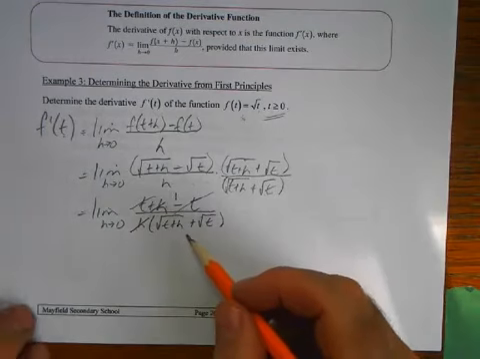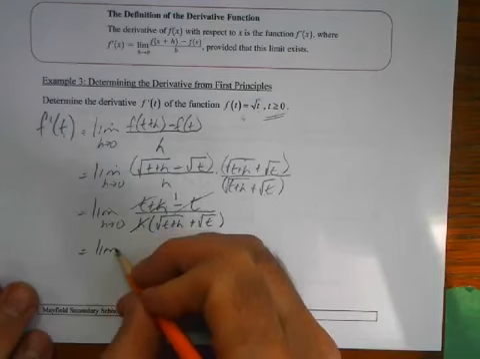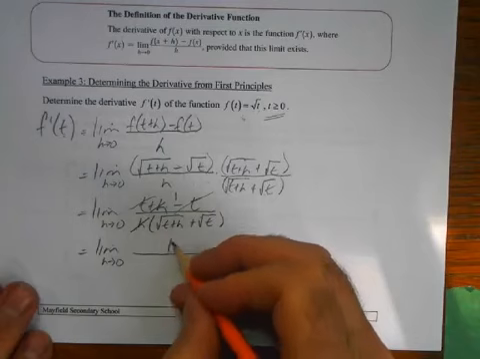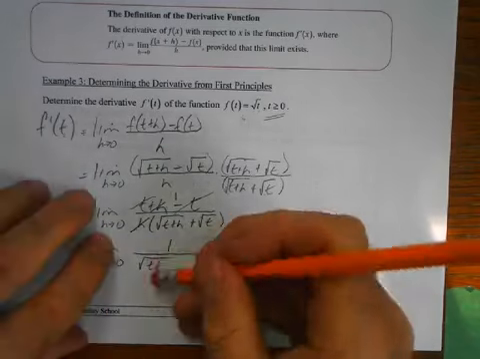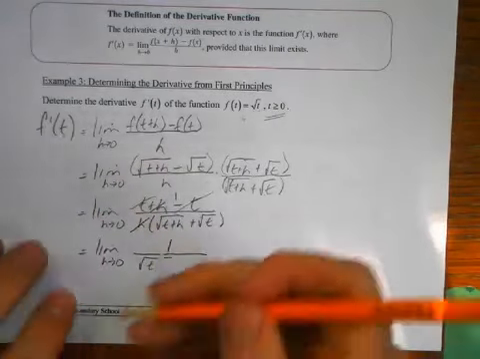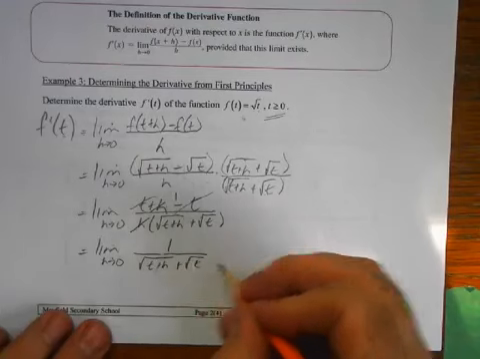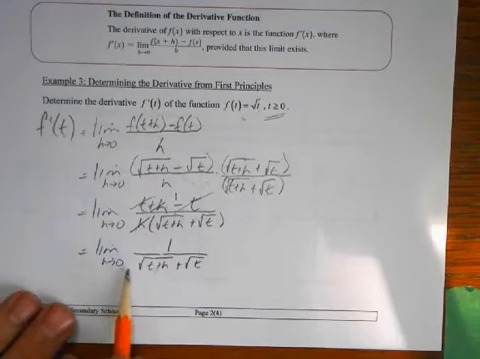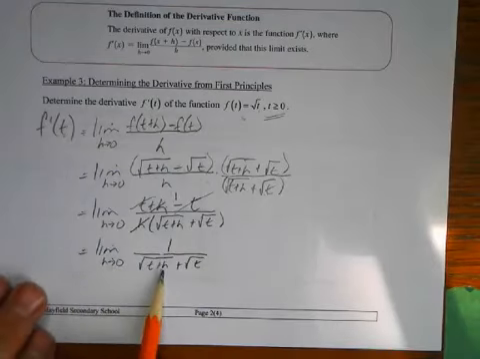Okay, so what do we have left over? We have a 1 on the top and the square root of t plus h plus the square root of t all on the bottom. At this point, for the first time, you can actually plug in h equals 0, because when you plug it in here you just get the square root of t plus the square root of t.